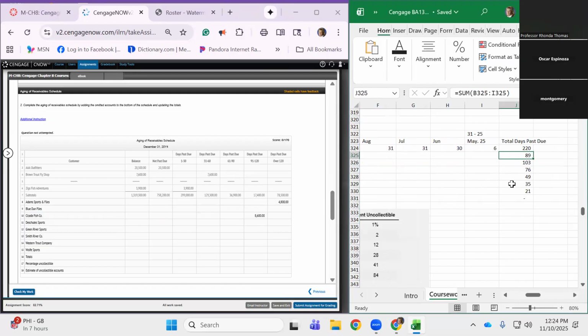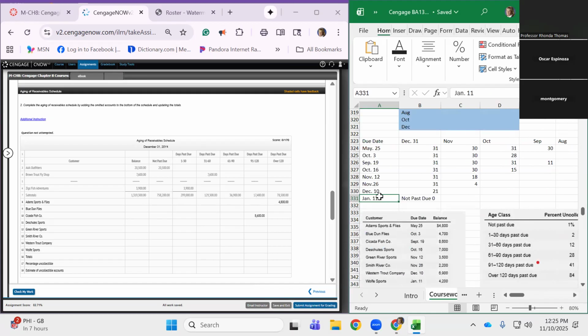61 to 90, that's going to be our second one and our fourth one. So the second one is Bluedon. How much is it? It's 4,700. So Bluedon is going to get put in the third. It's 4,700, and the fourth one is 7,000. So you need to put those in.